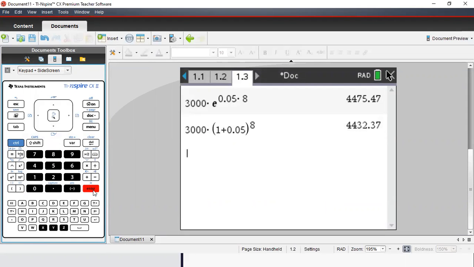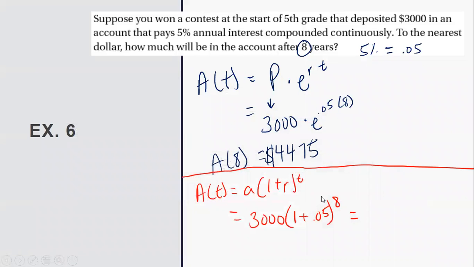So if it was only compounded annually, I would have been making $4,432. So as you can see, being compounded continuously earns me a little extra money. Do we see that? So it would be $4,432 if it was annually. So if it was compounded annually versus continuously, I would actually make a little less money. All right, so that's how that works.